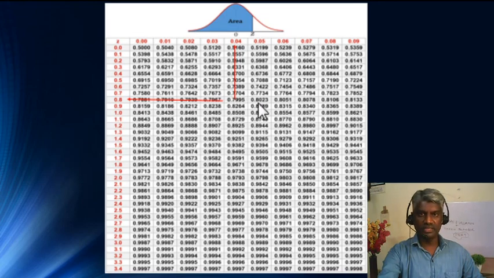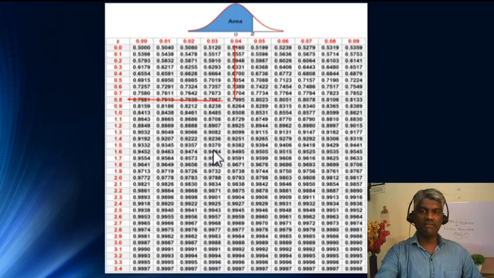Here it is 0.8023 and here it is a lesser value, 0.7995. So this is the value which we need. This is the area under the curve value 0.8. Now we are going to determine the Z value. The Z value is 0.8 and here it is 0.04. So the Z value is 0.84.